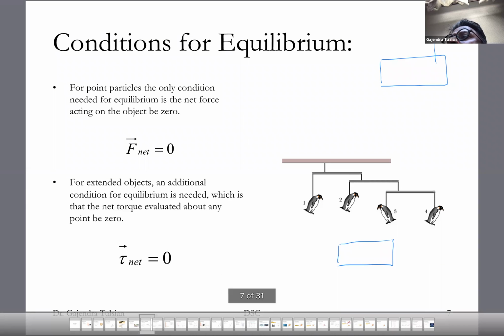Here's an extended object. In this case, the sum of the forces is zero, but the sum of the torques of these forces is not zero. For the same object, in this case, the sum of the forces is zero, and the sum of the torques of these forces is zero. Okay, so for extended objects, for an object to be in equilibrium, both these conditions need to be satisfied.